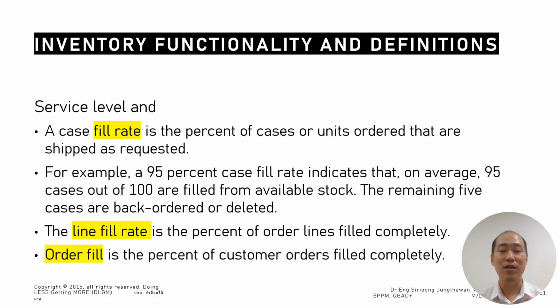So you can remember in the beer game, you can see the row where you have to fill backlog if you cannot send all of your order. So you have to wait, and then when you receive inventory, you send the backlog. And the line fill rate is the percentage of line orders filled completely. And order fill is the percentage of customer orders filled completely.